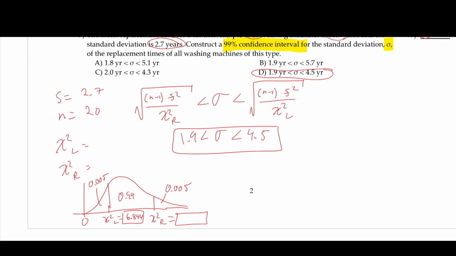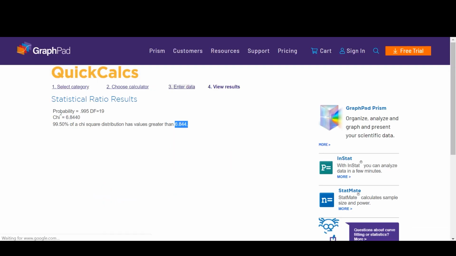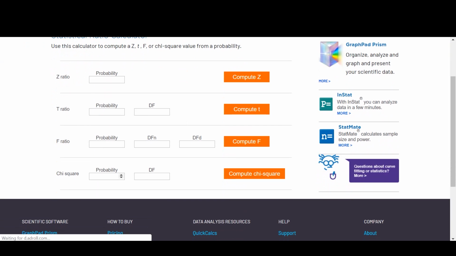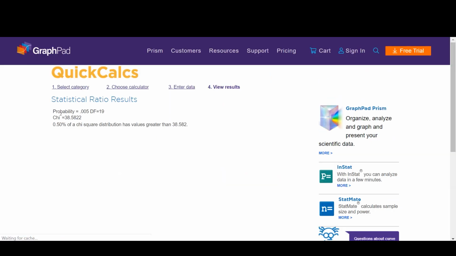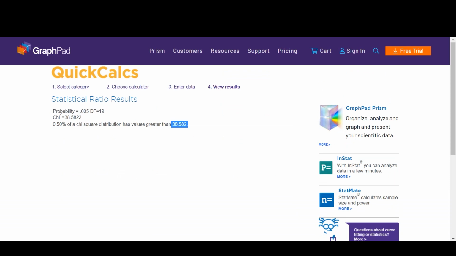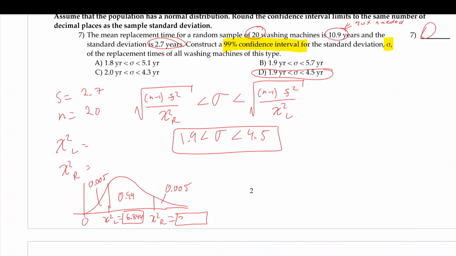I'll copy that over, and we'll do the same thing for the right side. The area to the right of that would be 0.005, so let's go back to enter our data. Change this to 0.005, same degrees of freedom. Compute chi-squared, and we get 38.582. Of course you can put this in. This is obviously the longer way to do it, and if you have a 99, 95, or 90% confidence interval, I would prefer the previous way. We have 19.